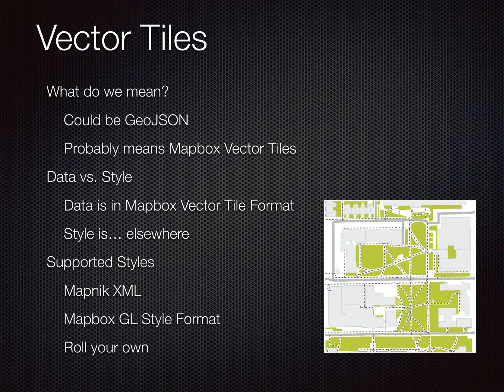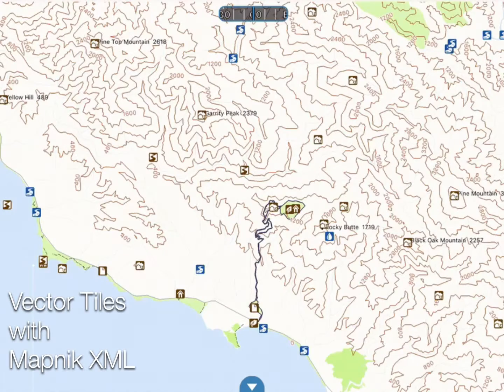There's the data itself, which is the points, lines, areals, and images, and there's also the style information, which turns all of that data into a visual form. Now, we can handle and have been able to handle the Mapbox vector tile format for a while. The style format is more in flux. Now we support an older way of doing styles, Mapnik XML. We support the newer way of doing styles, but not to the same degree. And we also support a roll your own approach. And I'll give you examples of each.